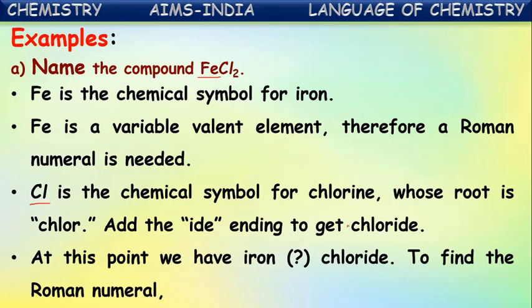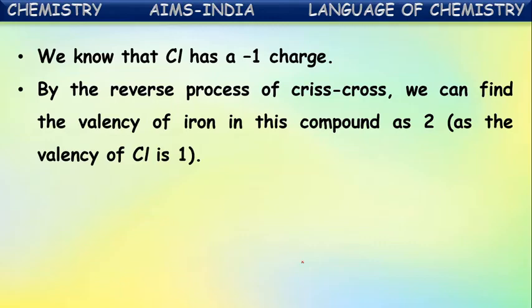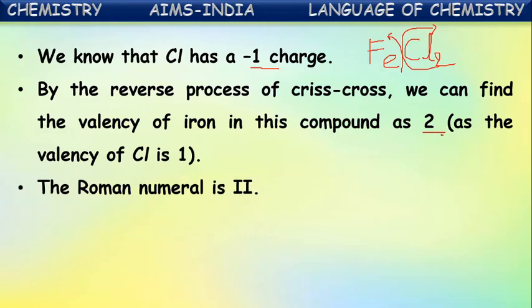To find the Roman numeral, what to be written here, we know that chlorine has -1 charge. Yes, chlorine shows a -1 oxidation number or -1 valency. By the reverse process of crisscross, we can find the valency of iron in this compound as 2. Yes, we know how we write a chemical formula by using the crisscross method. So if you reverse that, actually its formula is given as FeCl2. If you crisscross this, these two will come to iron as valency, and the one here written will come as the valency of chlorine. We know the valency of chlorine as 1. Now the valency of iron becomes 2 in this compound. Okay. Now we found the Roman numeral will be 2.